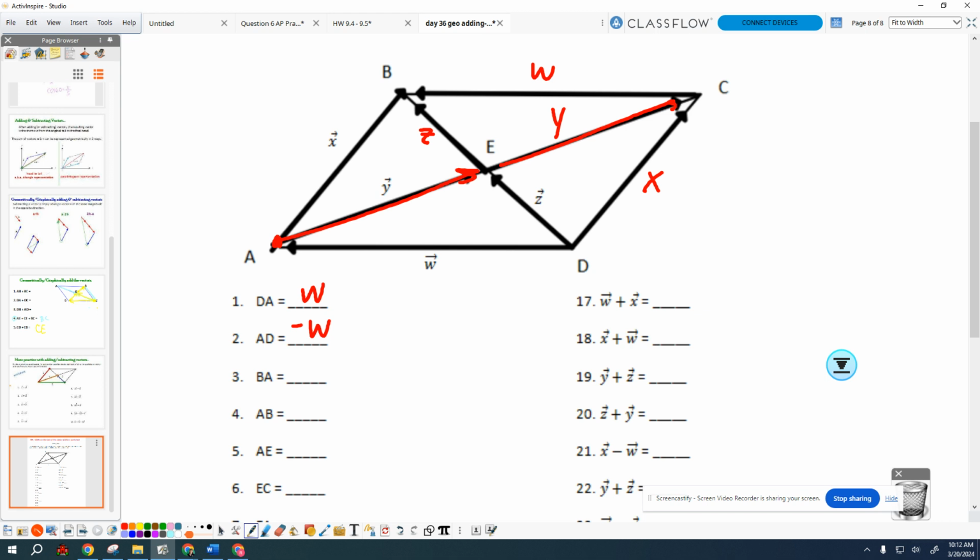Hold up, guys. Not the arrow above the letter. The arrow above the letter just means it's a vector. And the vector DA started at D and it moved to W. So that's W's direction, okay? So the first one cannot be negative. Correct, because DA is because of the arrow at the end. That's the arrow that matters.